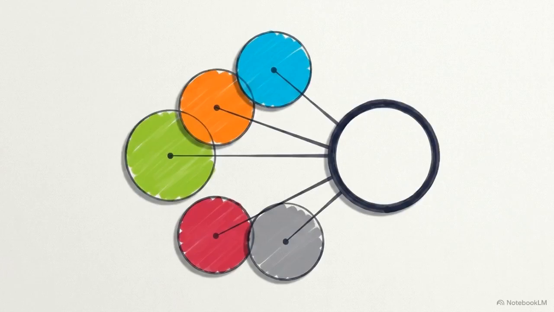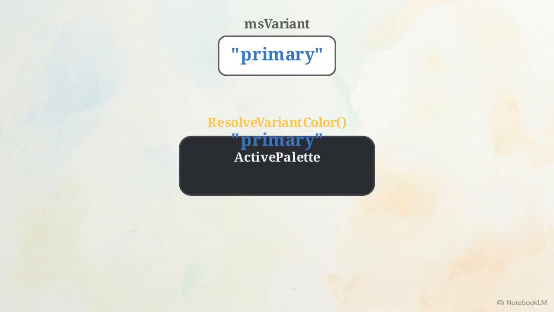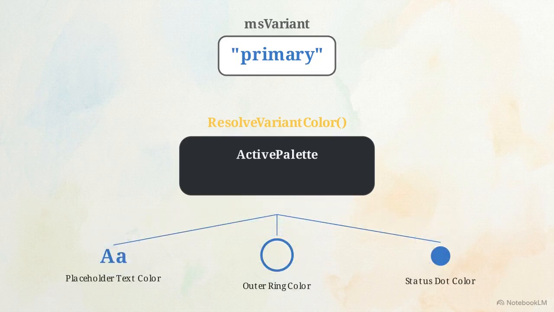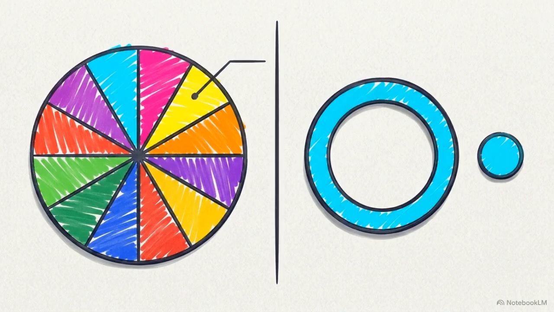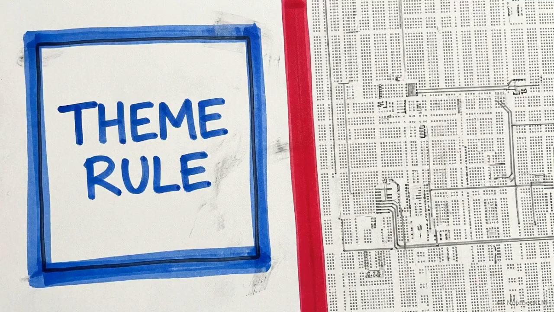The final subsystem unifies the avatar's visual presentation through semantic color resolution. A single string token, like primary or success, defines the entire color profile for the component's current state. Here, the state variable mVariant queries the active palette through the resolveVariantColor method. The token allows the system to retrieve a specific hex code and route it to the placeholder text, the outer ring, and the status dot simultaneously. Functions like resolveOnlineColor and resolveRingColor exclusively pull from this centralized palette. There are no hard-coded colors, ensuring the avatar instantly adapts if the app executes a global theme switch. Separating the intent of a color from its mathematical hex value is the only effective way to scale a UI component across multiple themes.